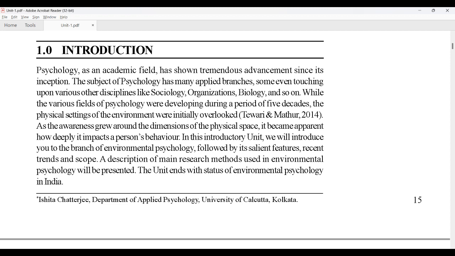Unit 1 Environmental Psychology. 1.0 Introduction. Psychology, as an academic field, has shown tremendous advancement since its inception.